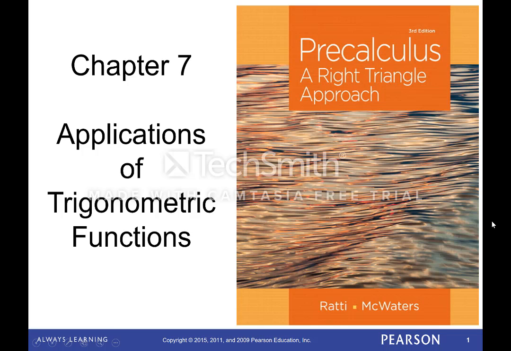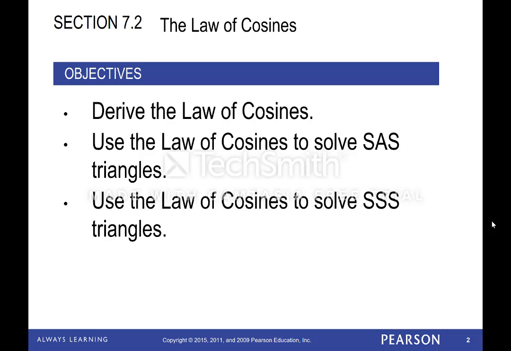All right, we come to the next section in Chapter 7, and this is called the law of cosines. So now the first question is, why do we need a law of sines and a law of cosines? Well, the law of cosines is used initially. It's the first step if we cannot use the law of sines.